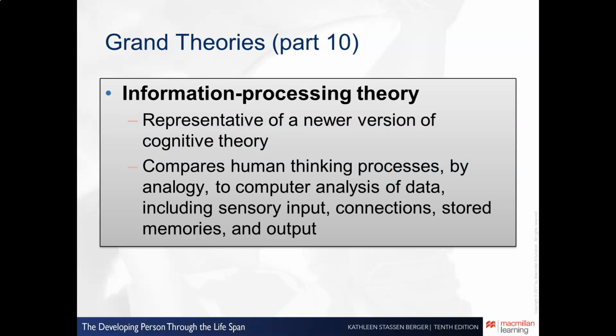Now, another grand theory is what's known as information processing theory, and that is just simply comparing the human brain to computers. So basic human thinking processes are similar to computer processes, like analysis of data, including sensory input, connections, stored memories, output, etc. But just keep it simple and just say that information processing is basically analogizing the human brain with computers.